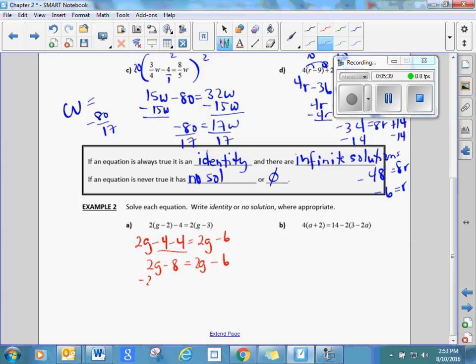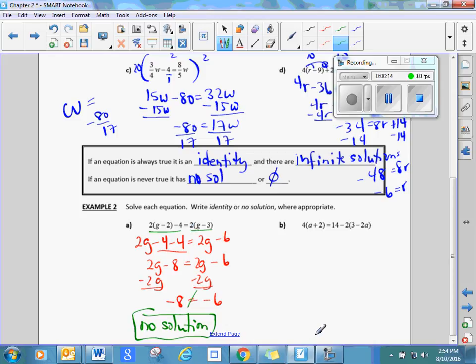And then we'll subtract 2g from both sides. And what happens here? You get negative 8 equals negative 6. Your g's are gone. We know that negative 8 does not equal negative 6. This is a not true statement. So you can say to yourself, I'm going to put a big cross through that equal sign because they are not equal and there is no solution to this equation. There is no way that these two sides of the equation are ever going to balance. That's an example of the no solution.